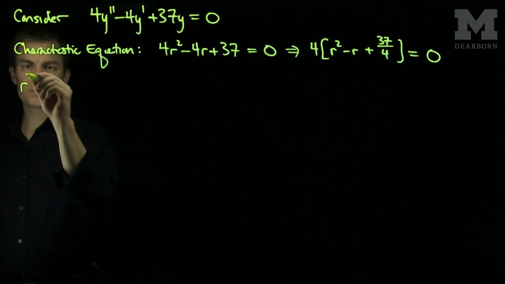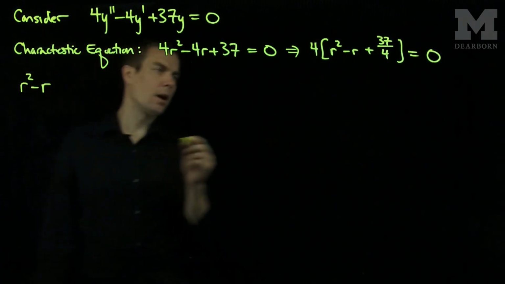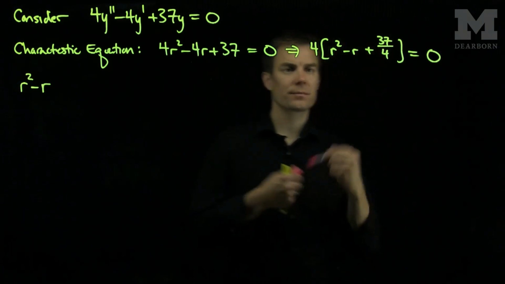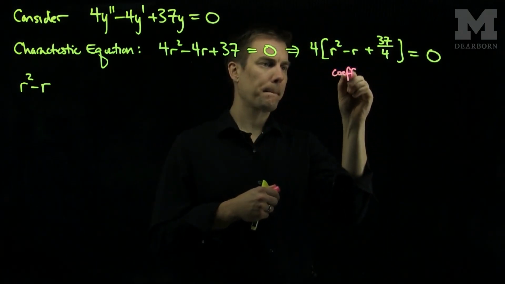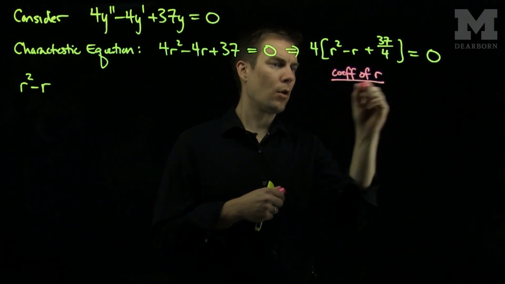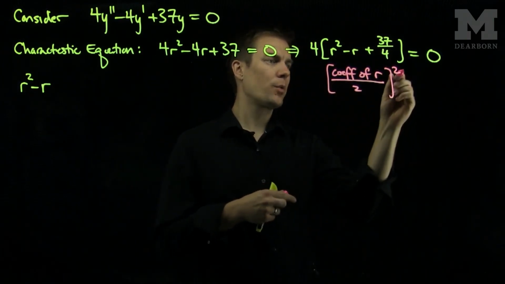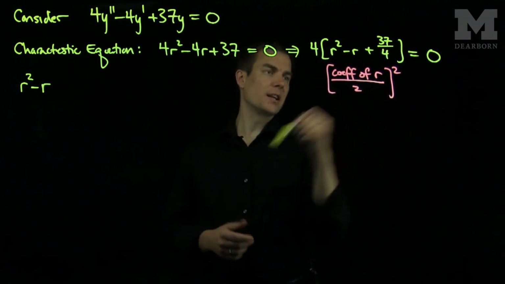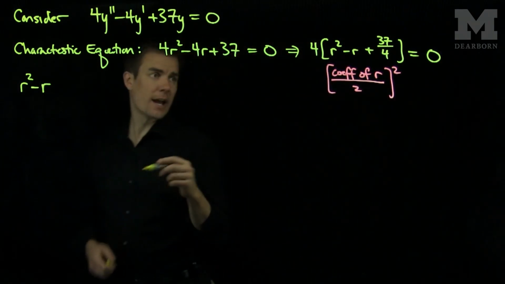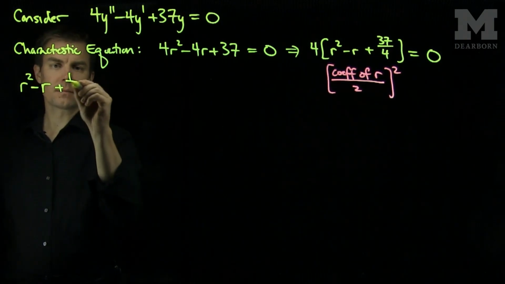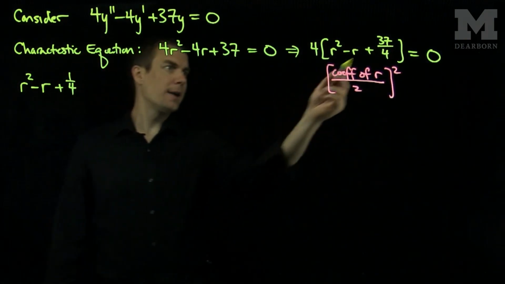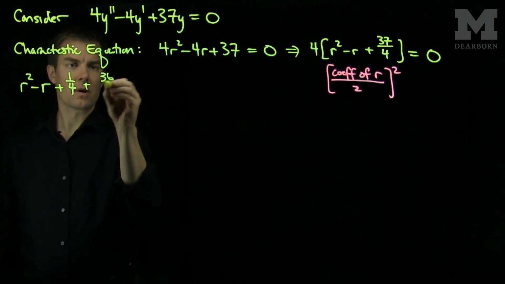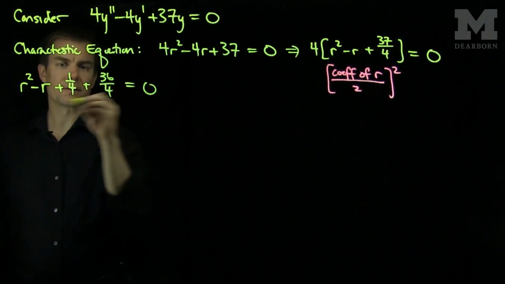And then we'll complete the square, r squared minus r. To complete the square, recall that we take the coefficient of r over 2 and square it. And that's the factor we add. The coefficient of r is -1, so this is -1/2 squared. -1/2 squared is +1/4. So I pull a +1/4 out of 37 quarters, that leaves me with 36 over 4. And that's the same as 9.